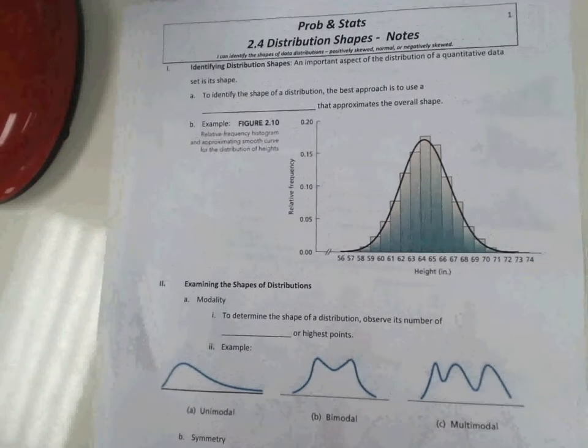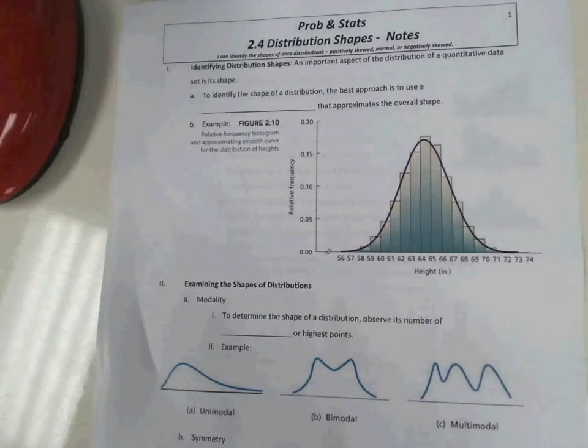Today's notes, 2.4, distribution shapes. So the goal for today's lesson is to be able to identify the shapes of data distributions: positively skewed, normal, or negatively skewed. It's actually important to be able to distinguish the shapes of our quantitative data and their distributions, whether it's a frequency distribution displayed in a histogram or a dot plot, any of the types of displays that we've talked about.